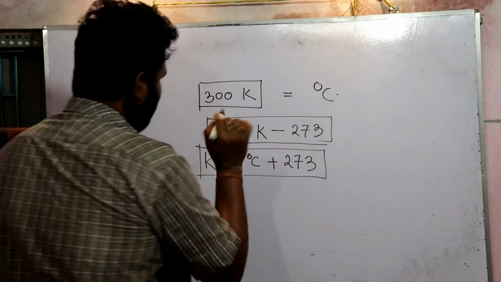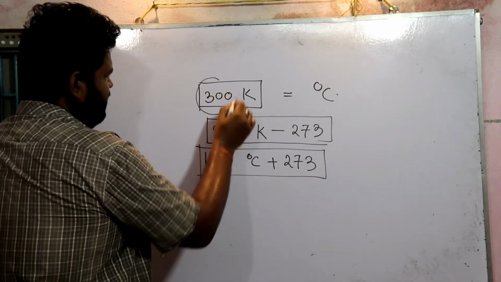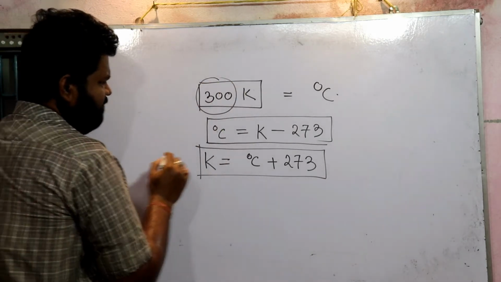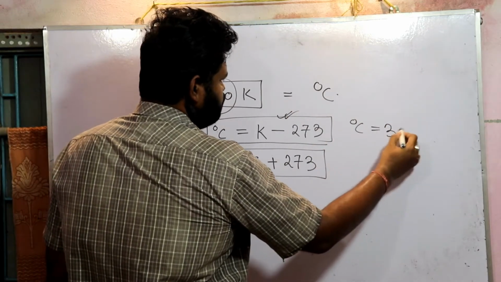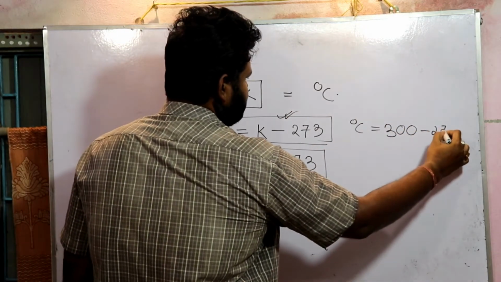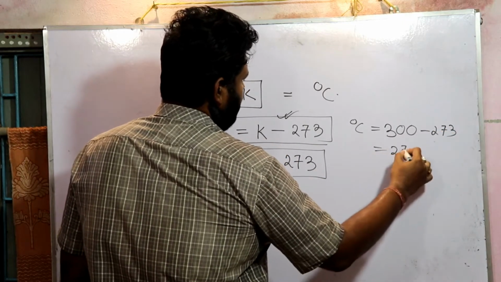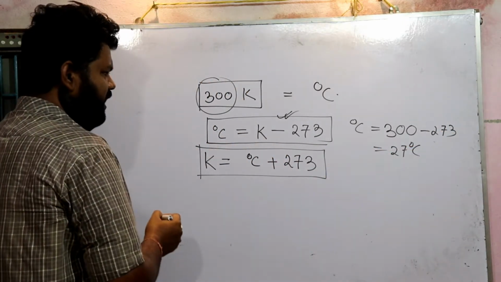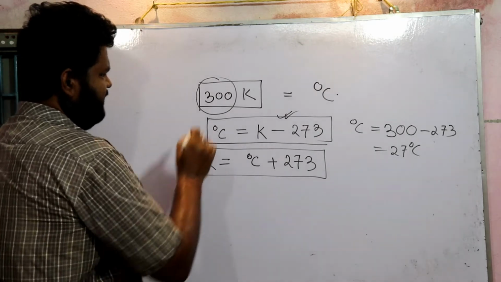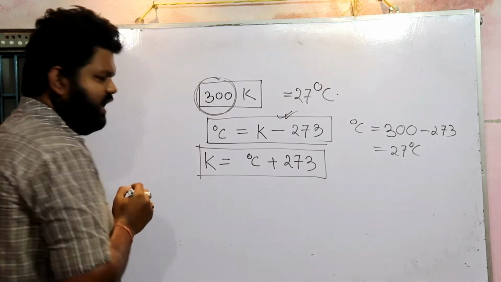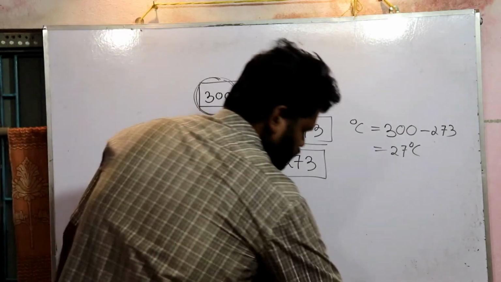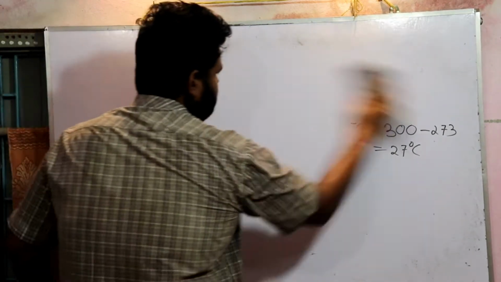Now, as in the question it is given 300 Kelvin, in this relation degree centigrade is equal to 300 minus 273, that is equal to 27 degree centigrade. That means 300 Kelvin is equal to 27 degree centigrade.